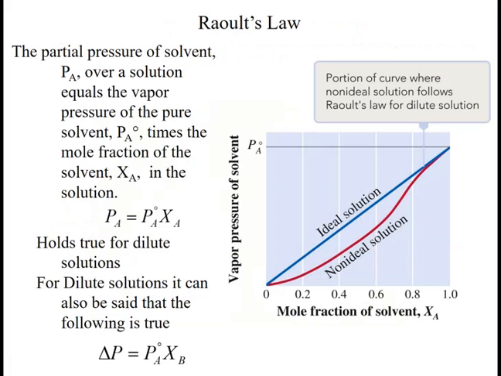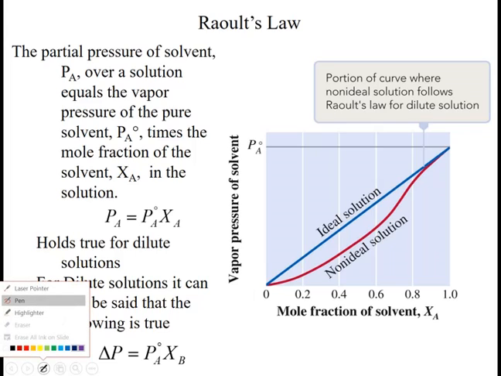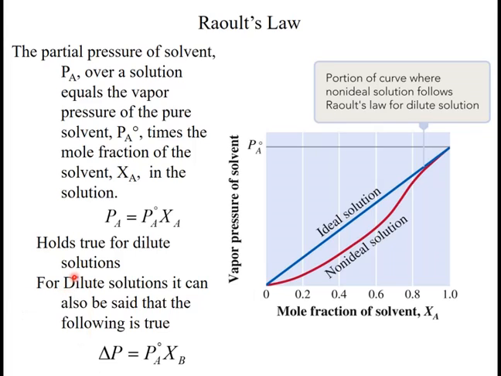Raoult was the one that proposed this relationship between dissolving something and the vapor pressure. And so Raoult's law is this definition: the partial pressure of the solvent over a solution equals the vapor pressure of the pure solvent times the mole fraction of the solvent. So this definition is this formula: the pressure of the solution is the vapor pressure of the pure solvent times the mole fraction of the solvent.